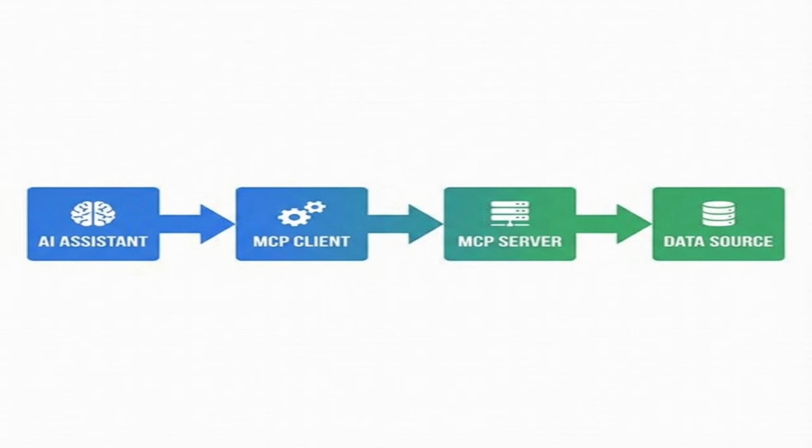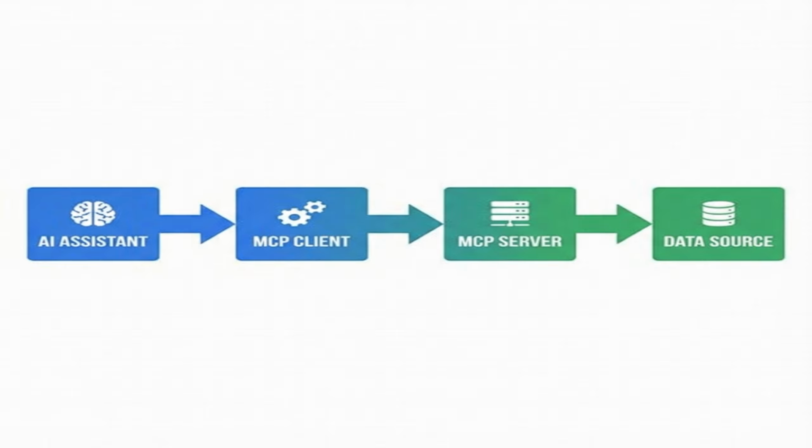And finally, look at those arrows connecting the blue and the green. The client and the server talk to each other using JSON RPC. It's a lightweight, stateless protocol. It usually runs over STDIO, standard input output, meaning the client literally spawns your .NET app as a subprocess and talks to it via the console, or it can run over SSE, server sent events for remote connections.